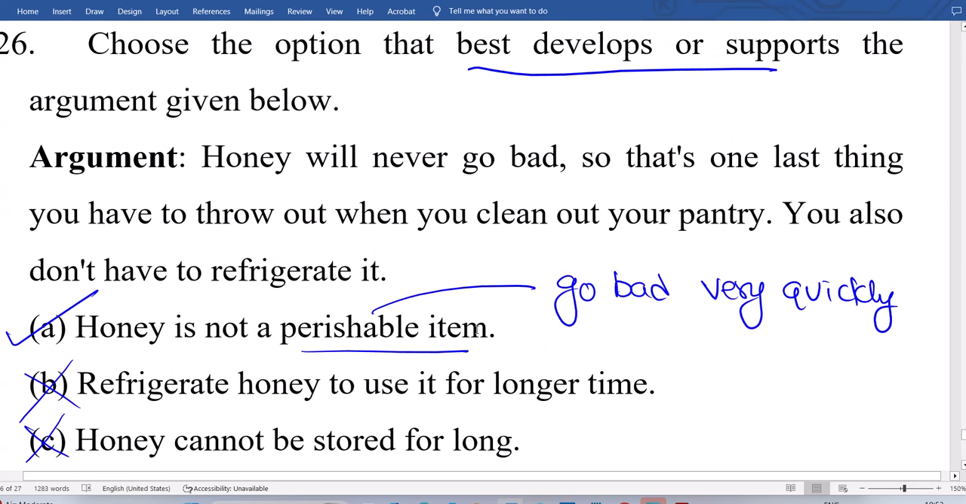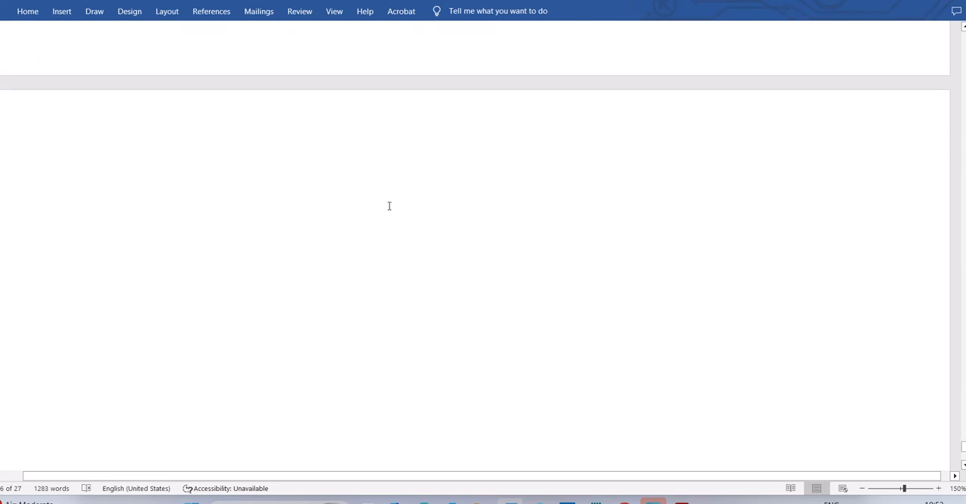They clearly mention it. Sometimes they ask to weaken, then I can go for any of the remaining options. I can say option C if it's weaken: honey cannot be stored for long. They said it will never go bad, but here they say it cannot be stored long. We can go for option C and others to weaken the argument. But this is developing or supporting. Next one.